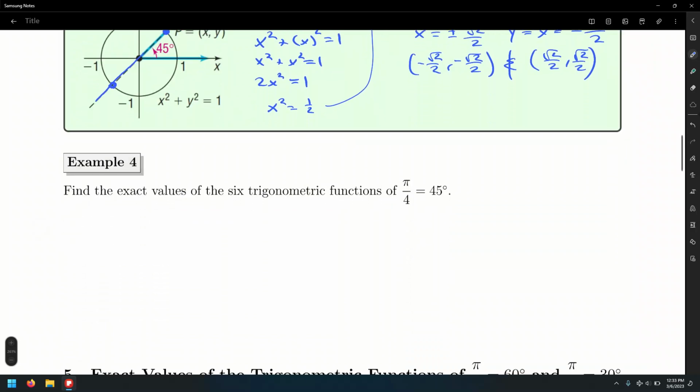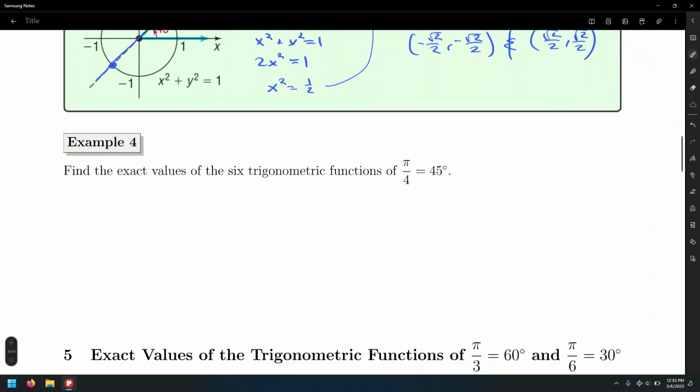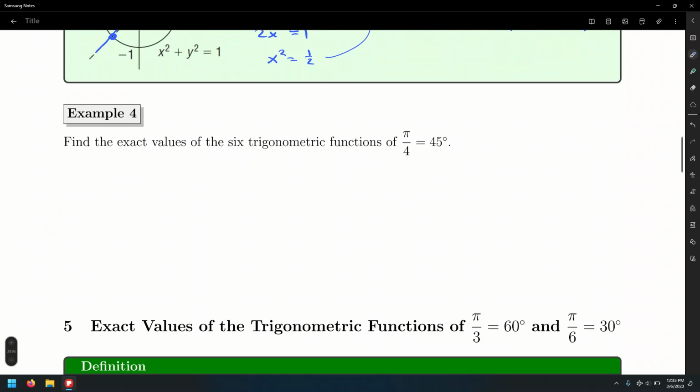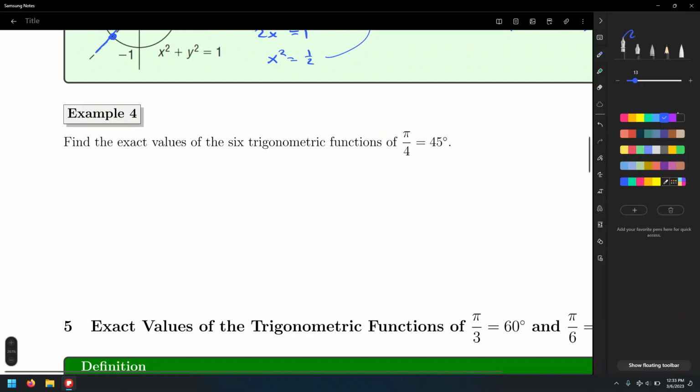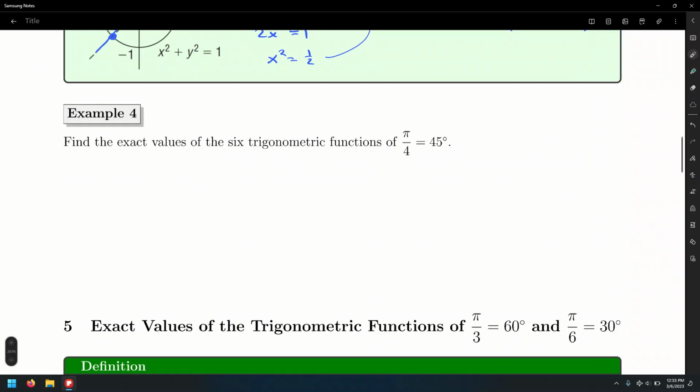Now, they're asking us to find the exact values of the 6 trigonometric functions for pi over 4 or 45 degrees. Well, we're given the following already. We're given that unit circle ordered pair, root of 2 over 2, comma, root of 2 over 2. And well, that's 45 degrees.